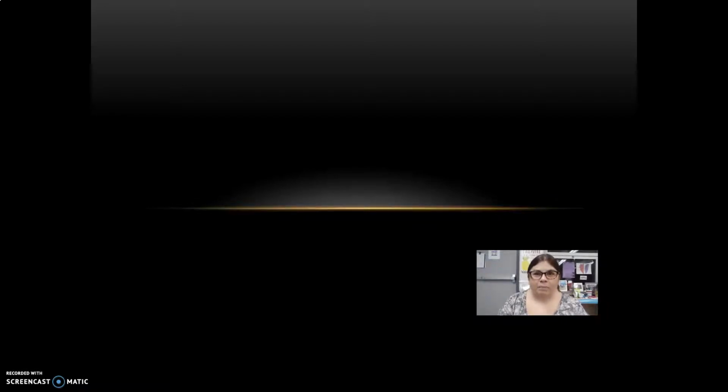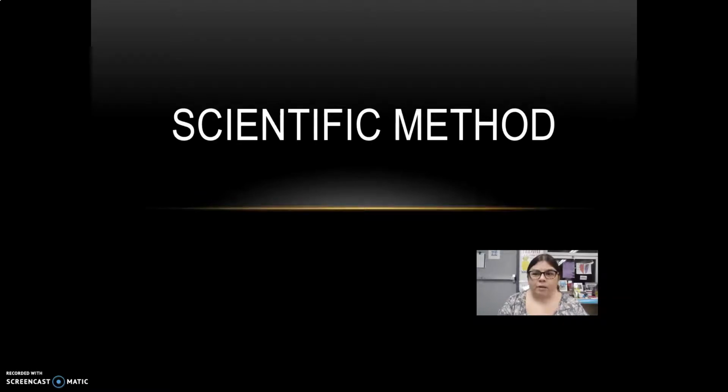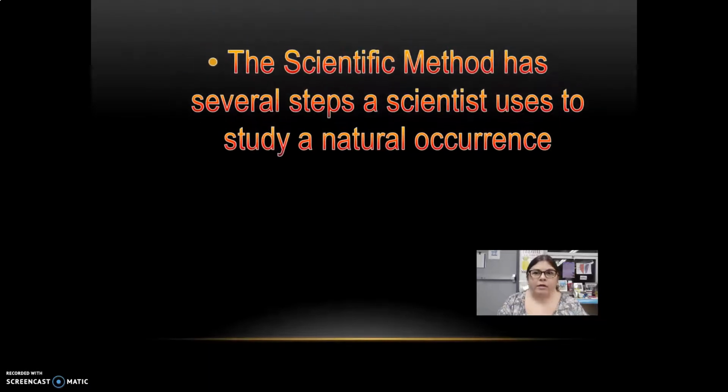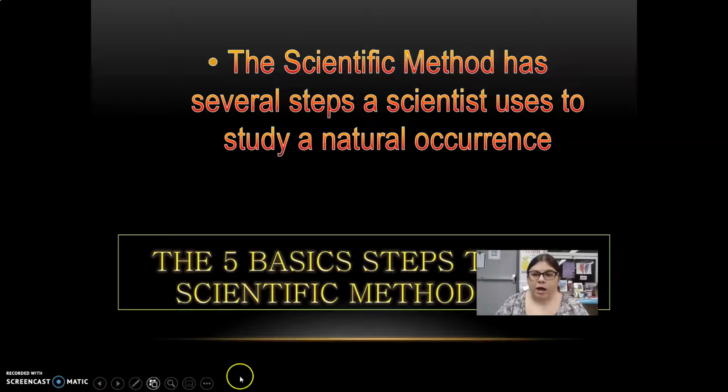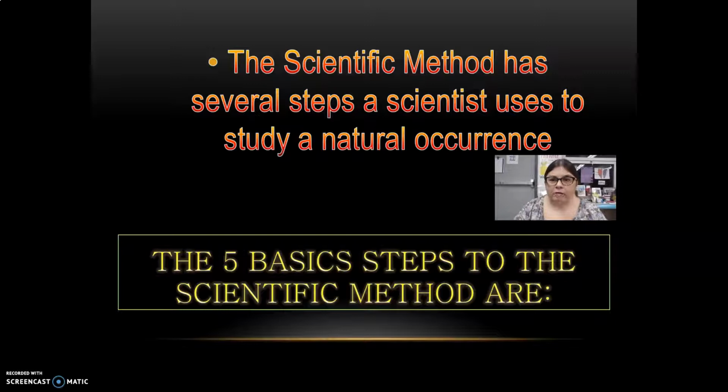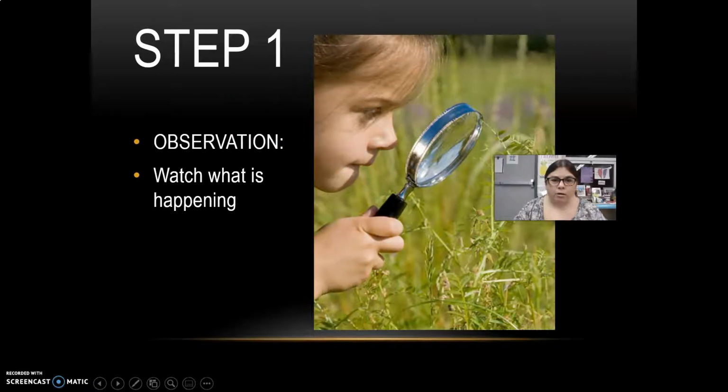So let's get started. Today we are going to learn about the scientific method. The scientific method has several steps a scientist uses to study a natural occurrence. So the scientific method are all those steps that you take: observing, asking a question, making a prediction, creating a test or an experiment, and then recording your results. All those steps are the scientific method. There are five basic steps to the scientific method. Let's review what they are.